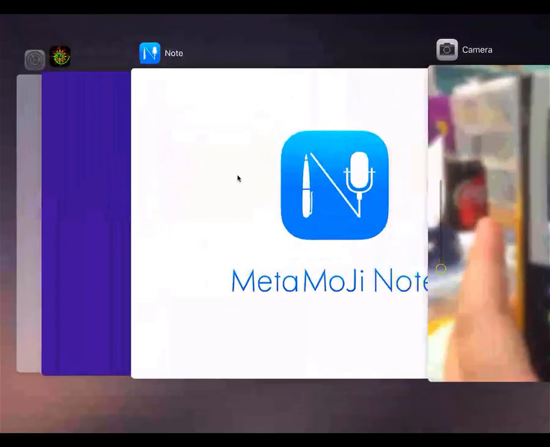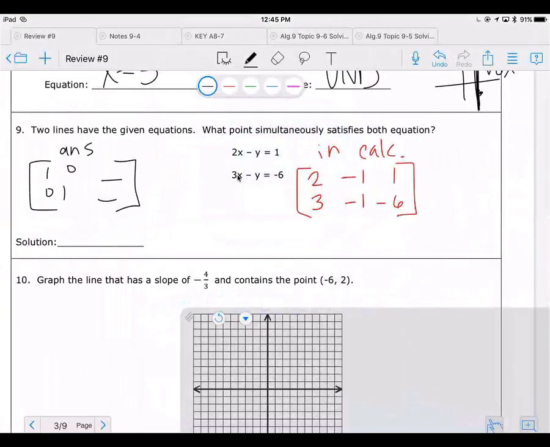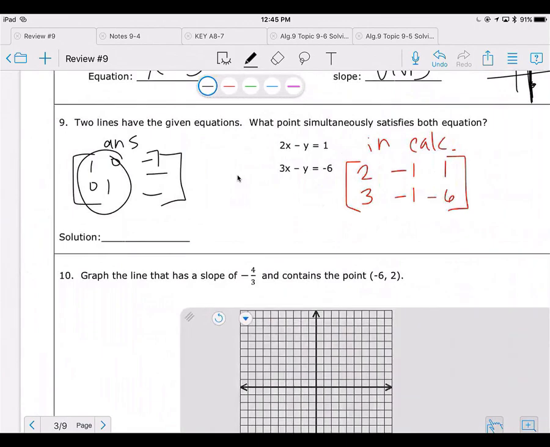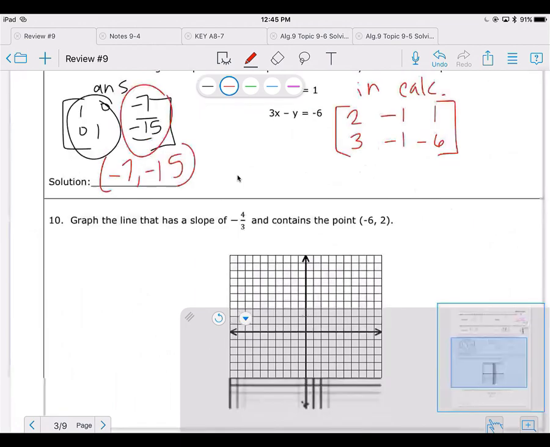Once I have an answer, I'm going to write that down. So I have the 1, 0, 0, 1, and then I have the -7, -15. So my solution is going to be those numbers off to the right side, -7, -15. I write them in that order because I put my x's in first and then my y's.